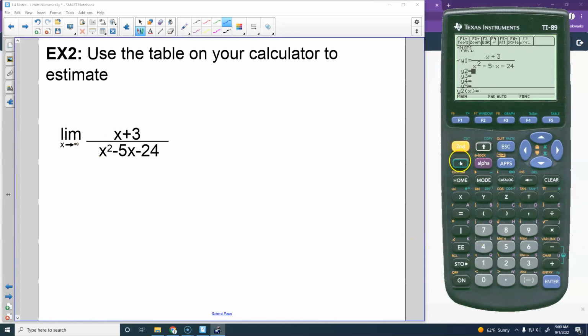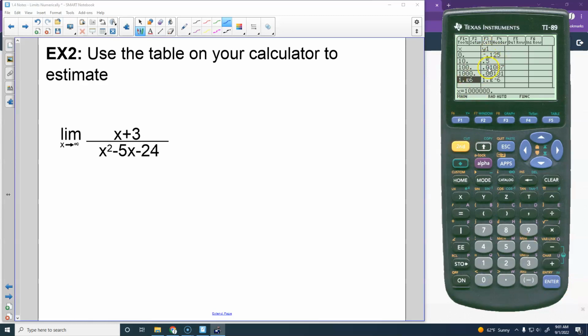Okay, let's go to our table. This time we're approaching infinity, so we just need numbers to get bigger, right? So we start at 0, and then 10, and then 100, and then 1,000, and then put a bunch of zeros, right?